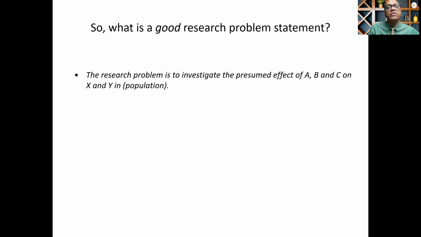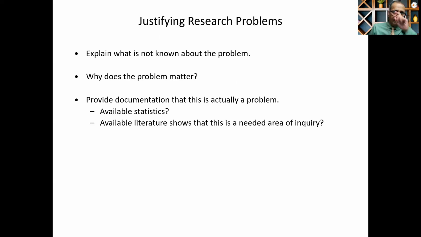Then, what is a good research problem statement? Let's talk. The research problem statement is basically to investigate the presumed effect of A, B, and C on X and Y in a population. The research problem is to investigate the presumed effect of A, B, and C on X and Y in a population.